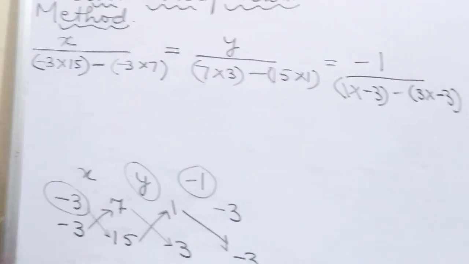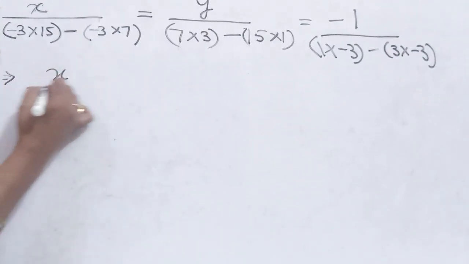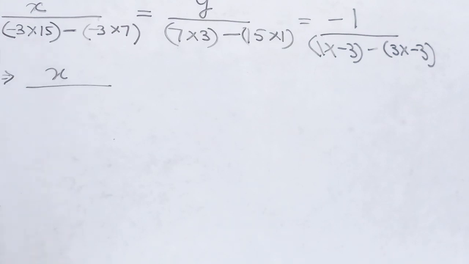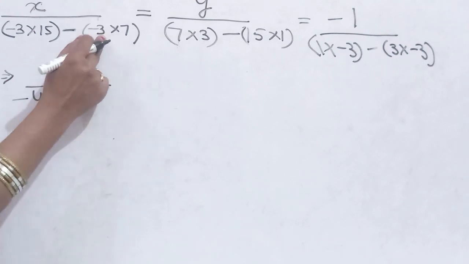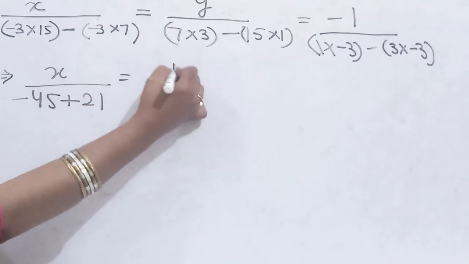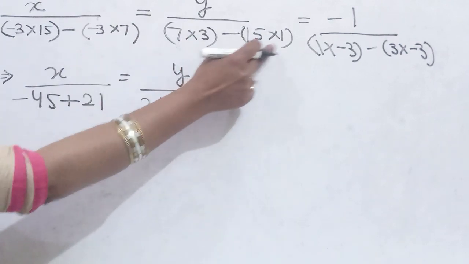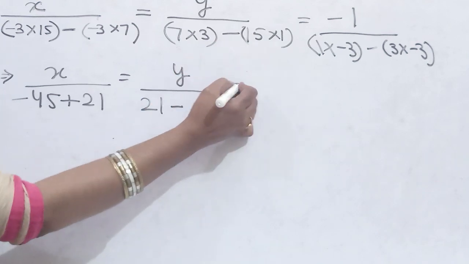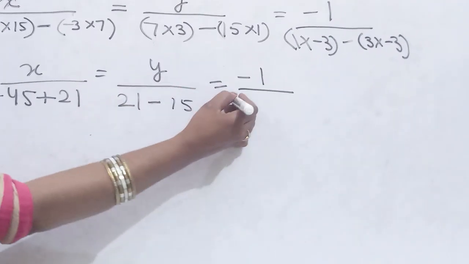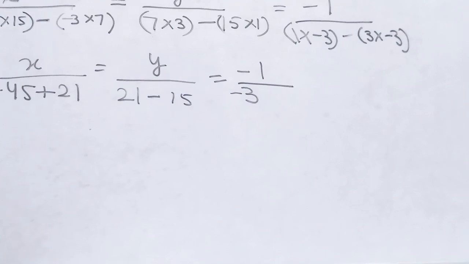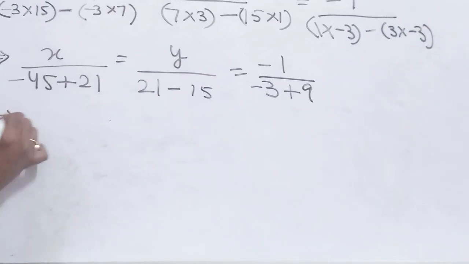Now we have to solve these. This implies x upon, 3 fifteens are 45, it's minus 45, minus minus plus, 7 threes are 21, so 21. Y upon 21 minus 15 ones are 15, so 15. And the last one is minus 1 upon 1 into minus 3, that is minus 3, and minus minus is plus, and 3 threes are 9, so 9. Now we will solve it further.